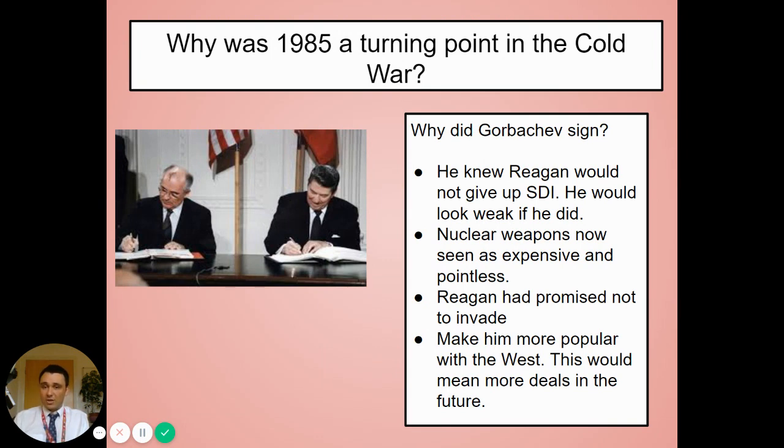On the other hand, Gorbachev doesn't look too popular in the USSR. He's let America keep the SDI system, and he's agreed to get rid of some of his nuclear weapons as well. There are some people in the USSR who see Gorbachev as weak because of this. The weaker he looks in the USSR, the better and more popular he looks in the West.